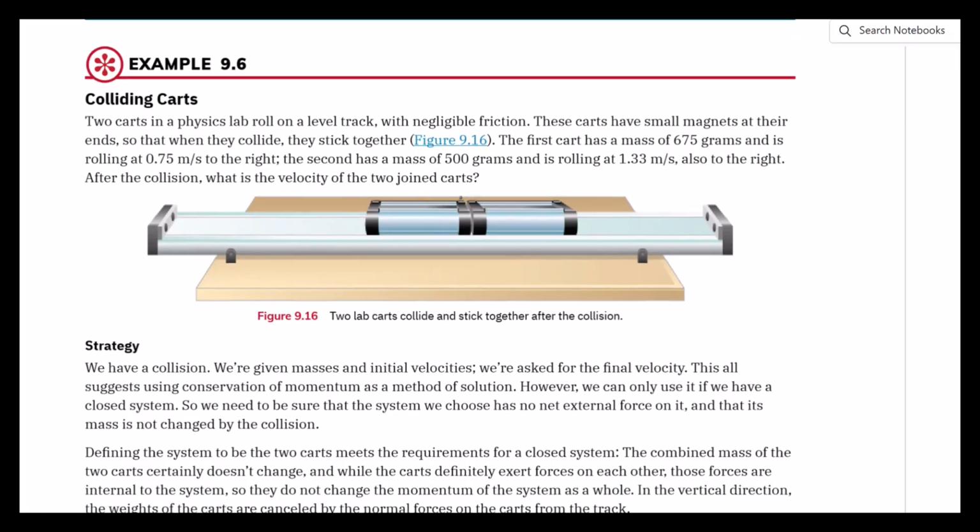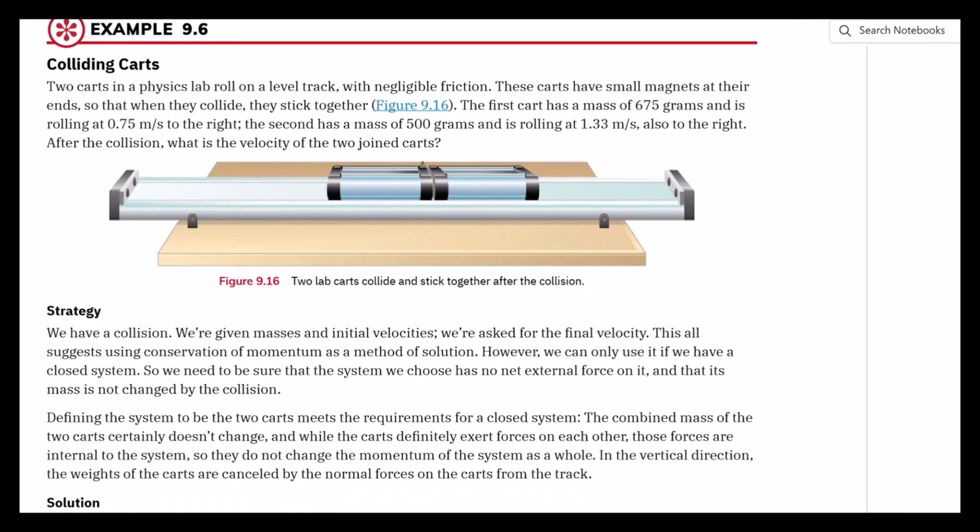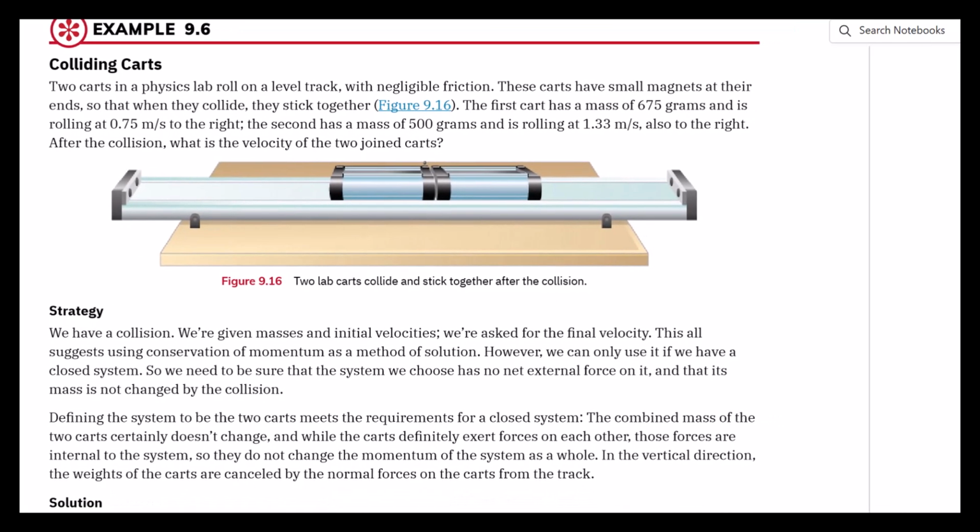All right, let's see if we can do this problem. Okay, so two carts in a lab roll. The carts have magnets so that when they collide, they stick together. Okay, that's important. The first cart, I'm going to call this cart A, has a mass of 0.675 kilograms, and it's going 0.75 meters per second.